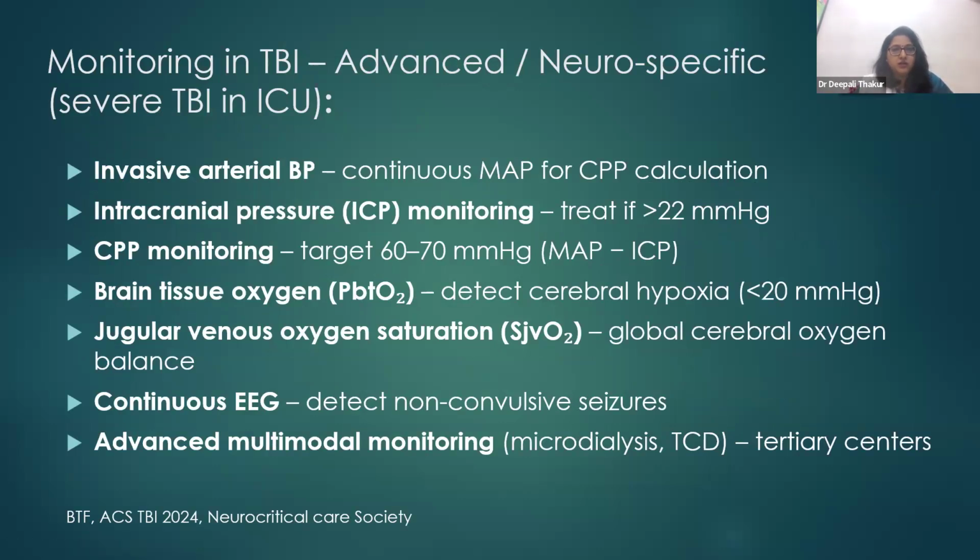Coming to advanced management, in severe TBI, invasive arterial pressure monitoring is important to measure mean arterial pressure and to document the CPP. Intracranial pressure, wherever possible and wherever the facility is available, is to be monitored in severe TBI cases with abnormal CT findings. Brain tissue oxygenation and jugular venous oxygen are advanced monitoring techniques. I'm not going into details of it, but they do help in management of these patients, prognosis may be determined, and the management may be altered depending upon the values.